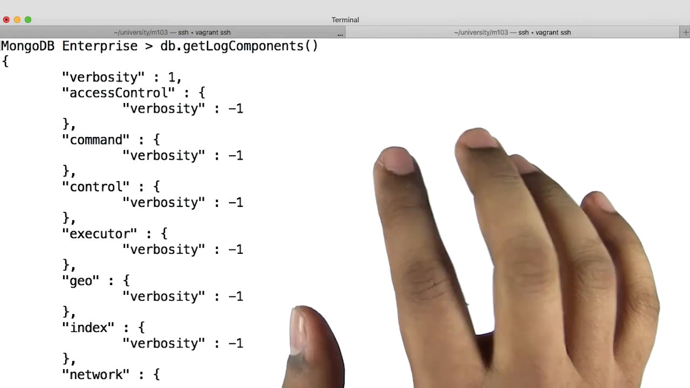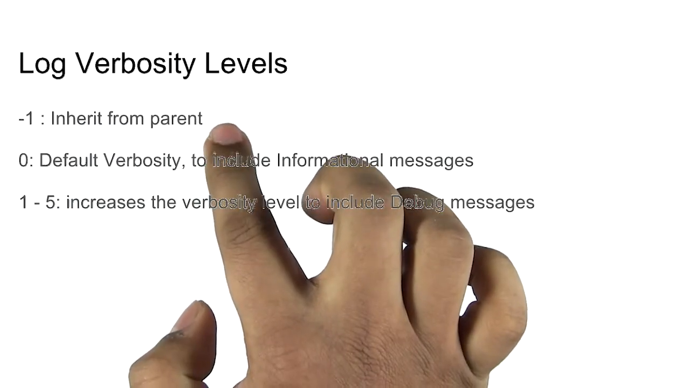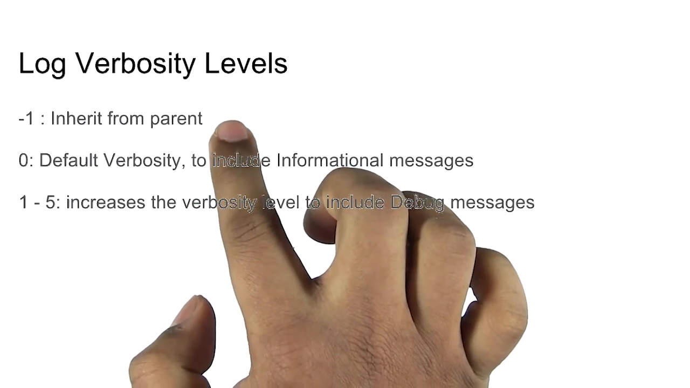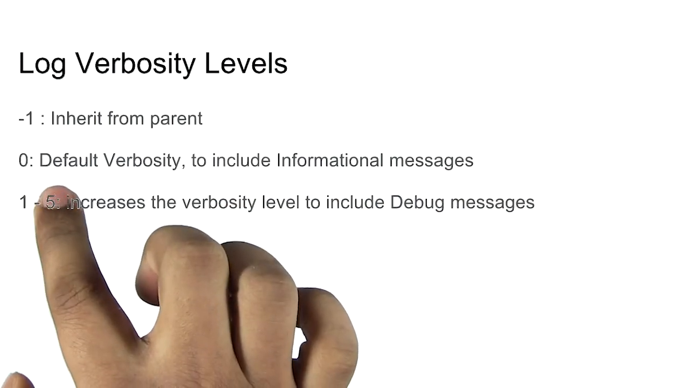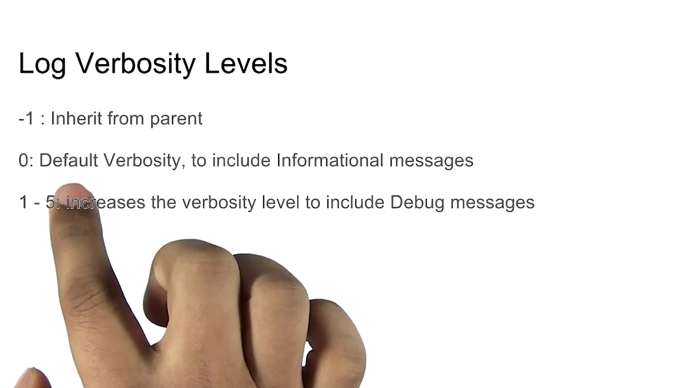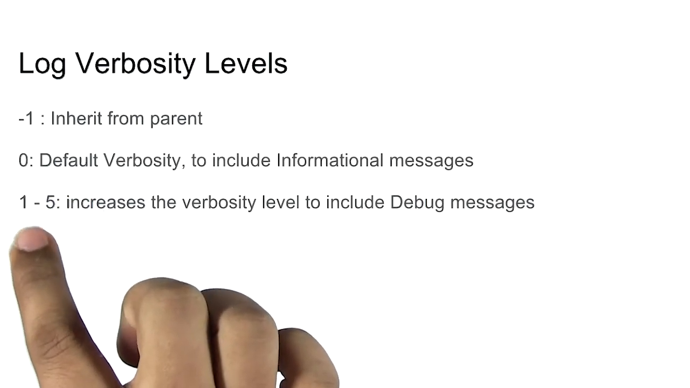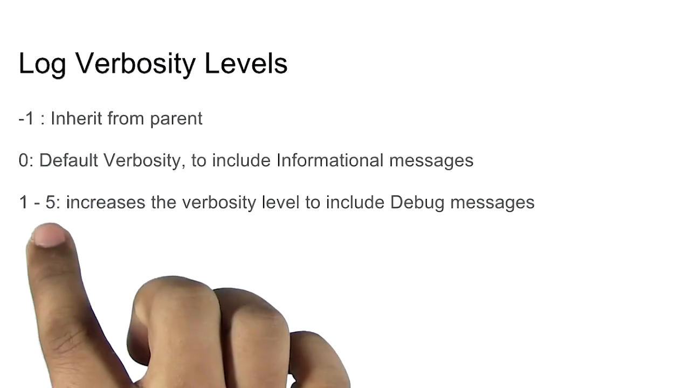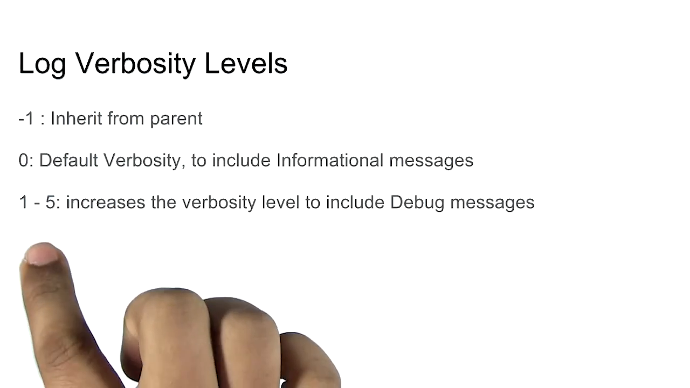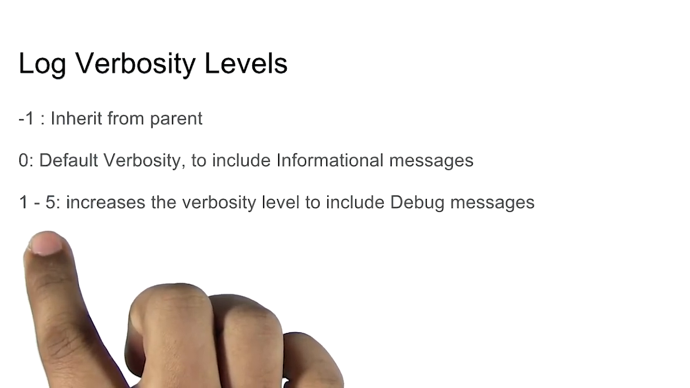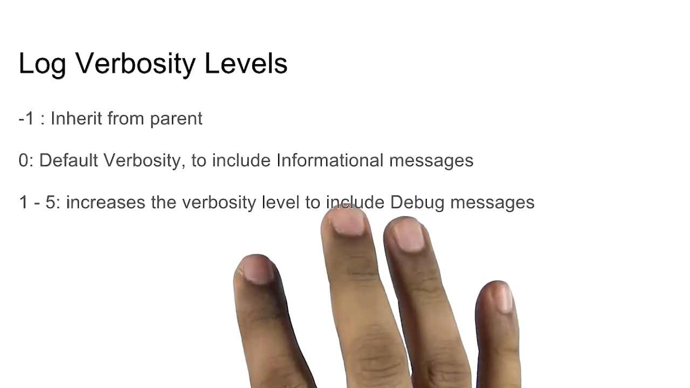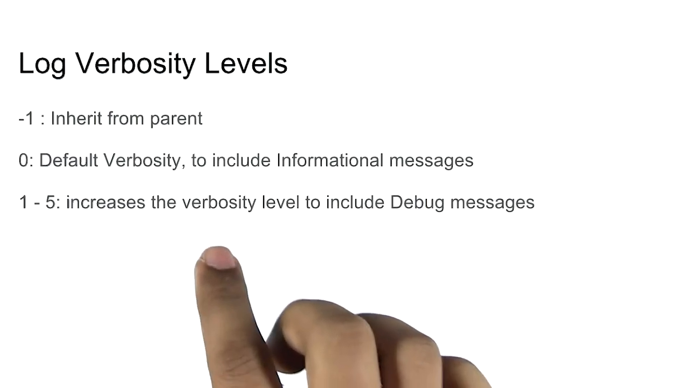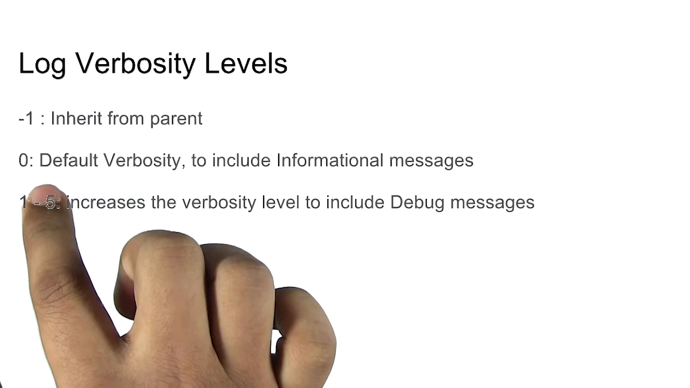Let's just recap that very briefly. -1 means that the log component inherits its verbosity level from its parent. By default, your verbosity is typically 0. That means informational messages only. I had set my verbosity level to 1 so I could see more debug messages. A higher verbosity level means more detailed and more frequent debug messages. If you're not trying to actively identify and resolve an issue, you can leave the verbosity at 0 for a base level of monitoring.